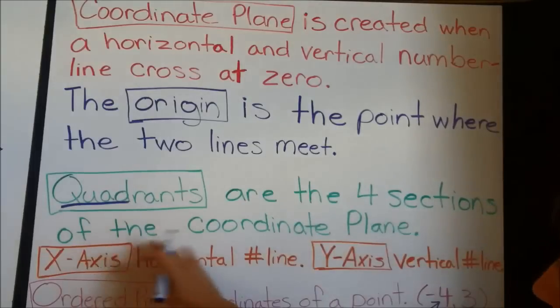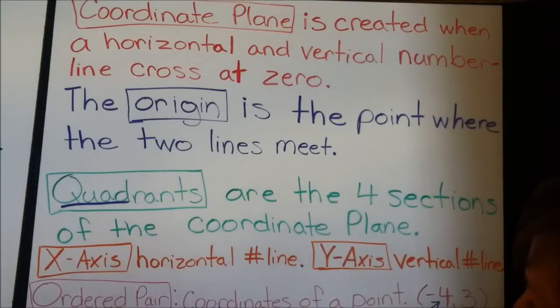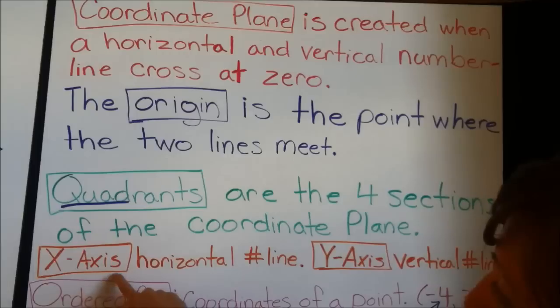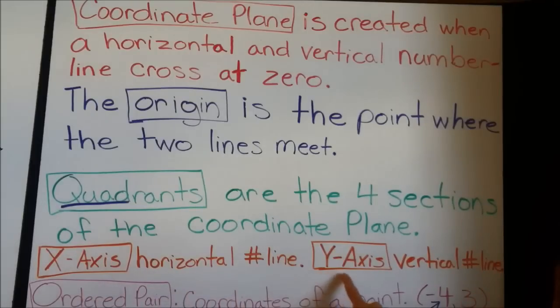Quadrants are the 4 sections of the coordinate plane, which we discussed as we went through and numbered them: 1, 2, 3, 4. The x-axis is the horizontal number line. The y-axis is the vertical number line. And an ordered pair are the coordinates of a point. -4, 3 are the coordinates of the point where we dropped off our food supplies. -4 is on our x-axis, and 3 is on our y-axis.